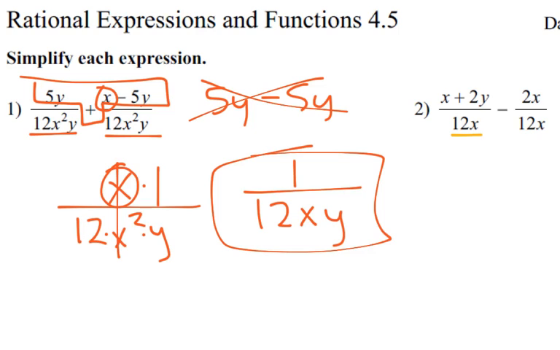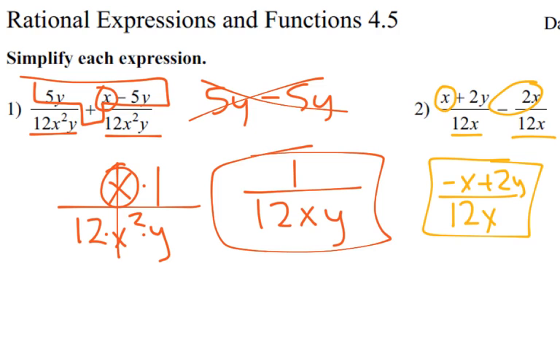Okay, on number 2, once again, we've got our 12x's. So we just leave 12x. Then we go x minus 2x, because we're combining like terms. So we get a negative x plus 2y. Now, because this one has a plus, we can't get rid of the x's. It's always got to be multiplication. So that's as simple as we can get it.